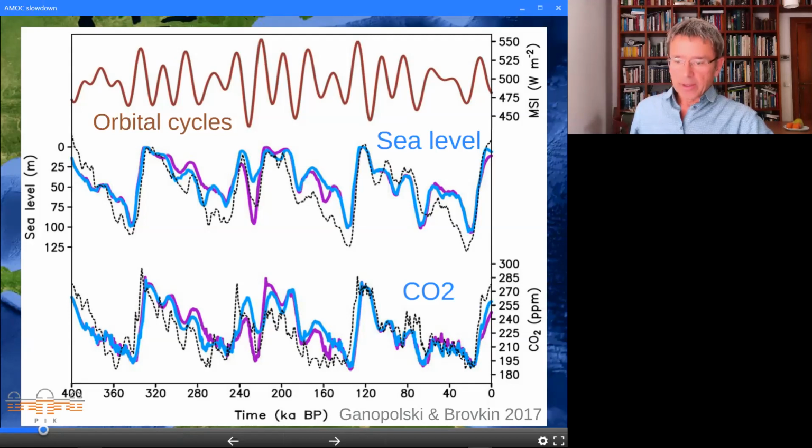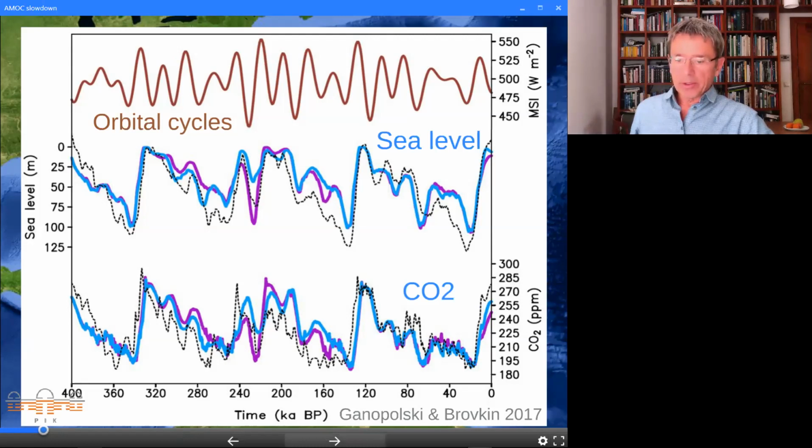I think Andre and Victor can be proud that they are able to reproduce these CO2 changes, because this is a very tricky part. It's the carbon cycle, and to get this right in a climate model is not easy because it involves a lot of biology as well as physics.